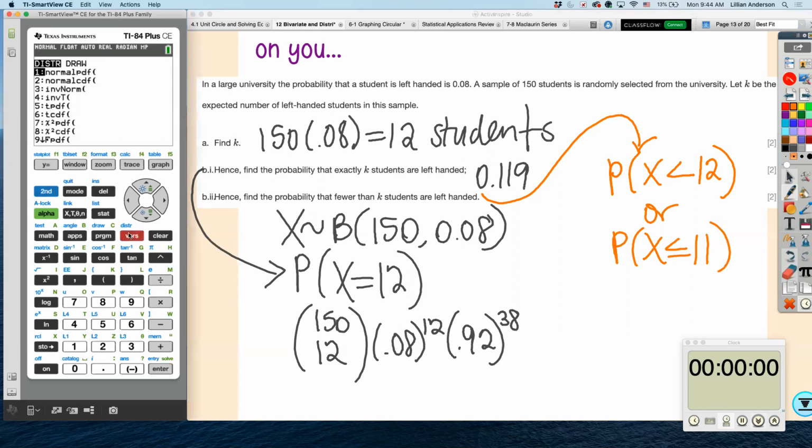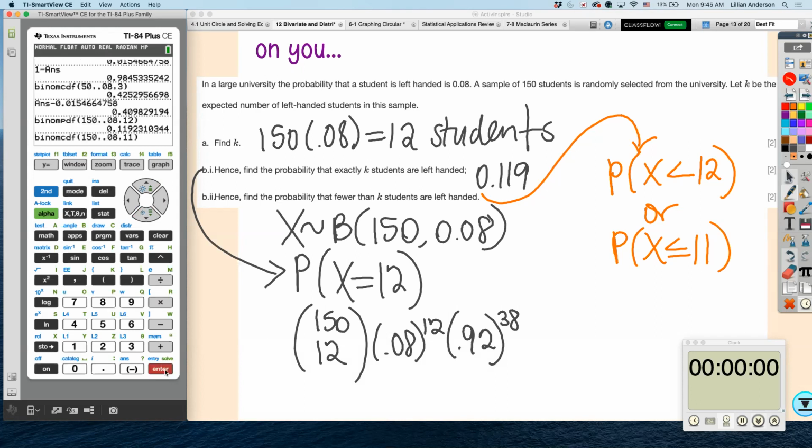And am I using CDF or PDF here? CDF, because I'm looking for a range. I'm gonna do 11. Did you guys get this?